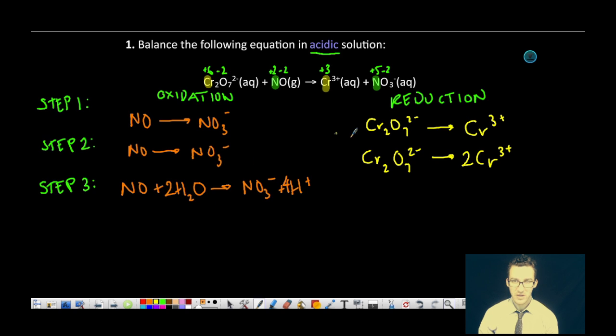We want to do the same thing for our reduction half reaction. So as we take a look at our reduction half reaction, we're going to add water, but this time we're going to add it to the right-hand side of the reaction. And we're going to add 7 waters so that we get 7 oxygen to match the 7 oxygen on the left-hand side. To balance out the hydrogen, we've got 14 on the right-hand side, so we need to add 14.